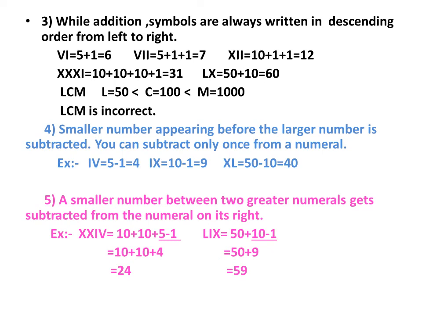Let's see another example. LIX. L stands for 50, I stands for 1 and X stands for 10. And I is less than X, therefore I is subtracted from X. Therefore IX equals 10 minus 1 equals 9. Therefore LIX equals 50 plus 10 minus 1 equals 59.